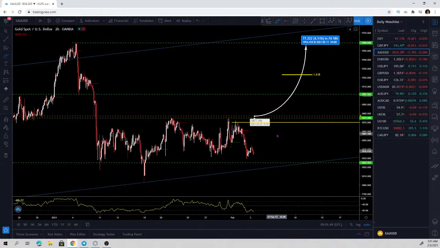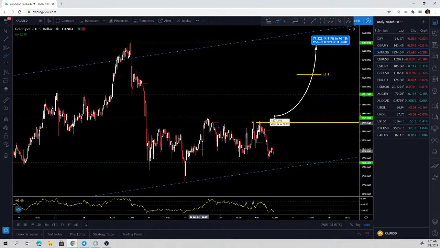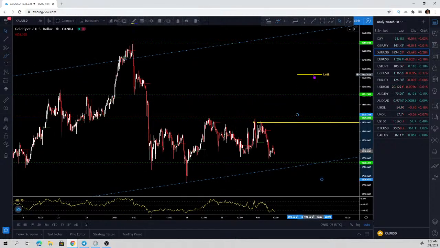And the reason that I decided to take the position here is because of this massive level that we have here. Right now, it is the weekly pivot, the monthly pivot, right?